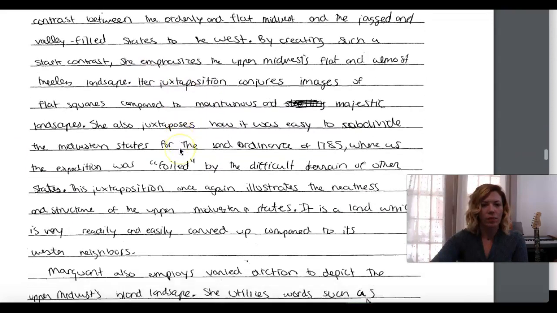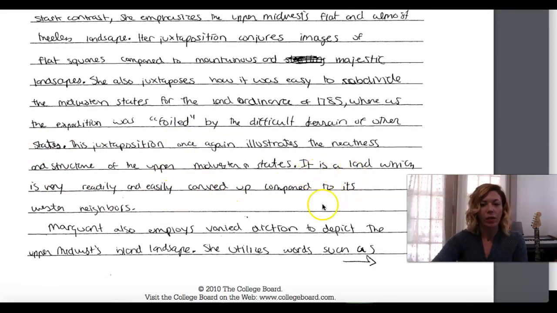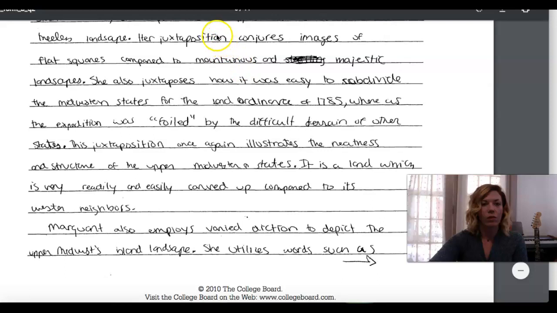In addition, she repeats whole ideas again, like this closing sentence of this paragraph, it is a land which is very readily and easily carved up compared to its western neighbors. Look what it says right here. It says, it was easy to subdivide the Midwestern states for the land ordinance, whereas the expedition was foiled by the difficult terrain of other states. So that says the exact same thing that this does, and that's not good organization, because you don't need to go in a circle. So in my class we talk about how logic proceeds in a chain of reasoning, not a hula hoop. So I don't want to go round and round, right?